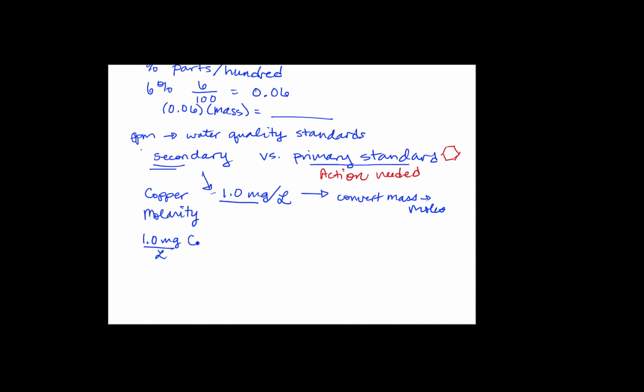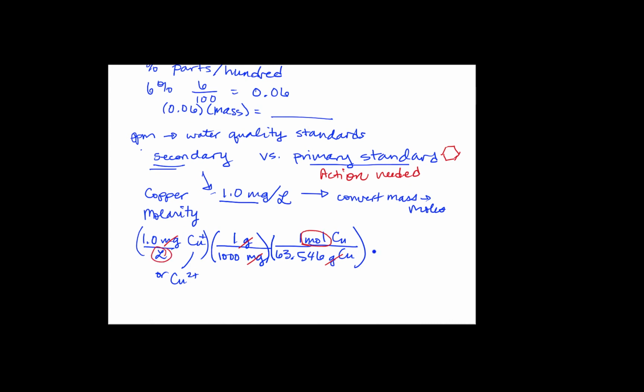If we have 1 milligram per liter copper, it's probably copper plus. It might be copper 2 plus. Those are the most common ions of copper. We would first remember that we have 1,000 milligrams in 1 gram. And then we need to convert grams to moles, so we look up the molecular weight, which is 63.546 grams of copper per mole. Because I want to cancel out my grams, I put that in the denominator so I can see my units are canceling. And I'm going to have moles per liter, which is what I want for molarity units.